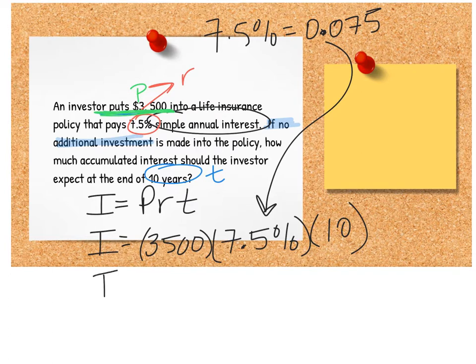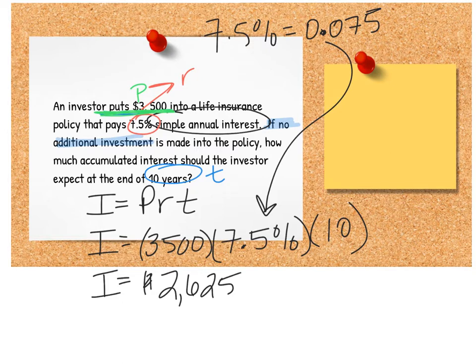Let me grab my calculator and see what we get. 3,500 times, and I have a percent key, so I'm going to go 7.5% times 10. And that gives me 2,625. So at the end of 10 years, I'm going to have an additional $2,625. And that's what my question asked.